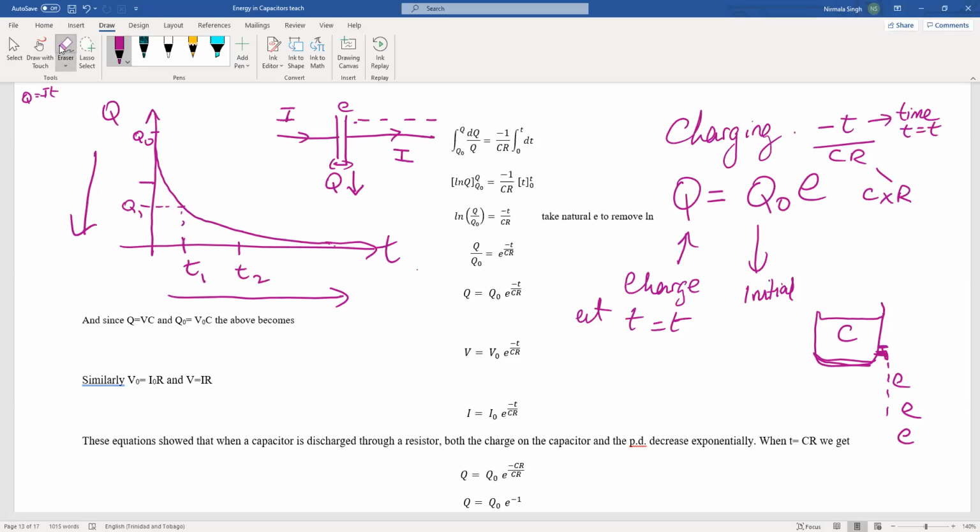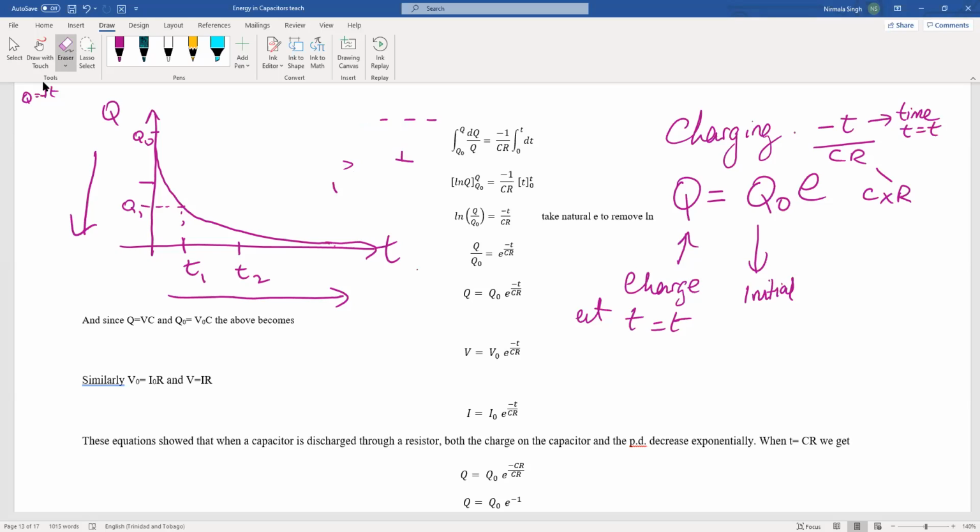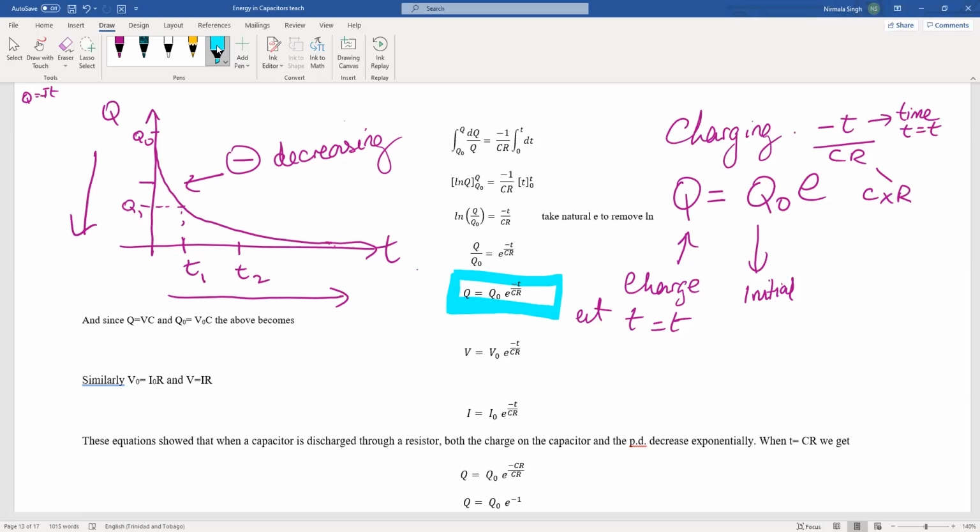All right, so our first equation to learn here is Q is equal to Q naught e to the power minus T upon CR. The minus sign indicates that our charge is decreasing as time goes by. Now, this is our main equation for charge in a capacitor. So as your capacitor discharges, as time passes by, your charge is going to get smaller and smaller until it reaches a small value.